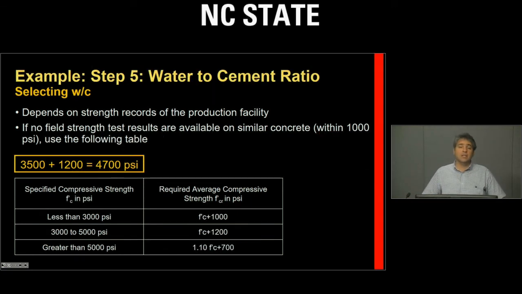Let's go back to our example over here. We said that the specified compressive strength for us was 3,500. We will assume that no field strength data is available. In this particular case, it becomes very easy, of course. 3,500 is somewhere between 3,000 and 5,000, and we will use this equation, which is plus 1,200. And therefore, this is our f'c required. This is our required strength that we need to design this concrete for, or proportion this mixture for.